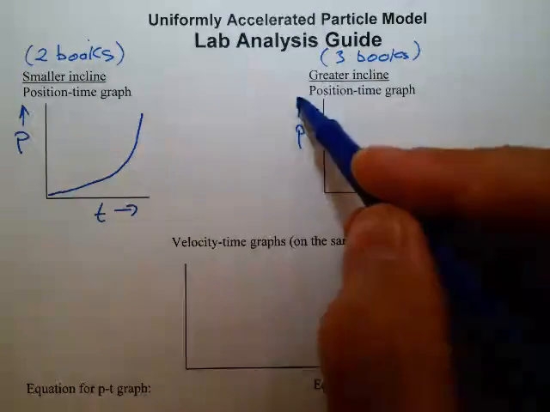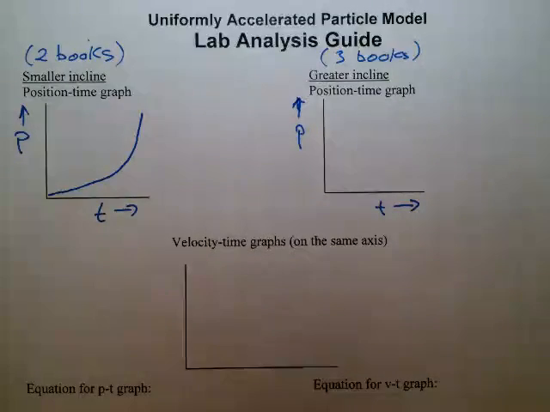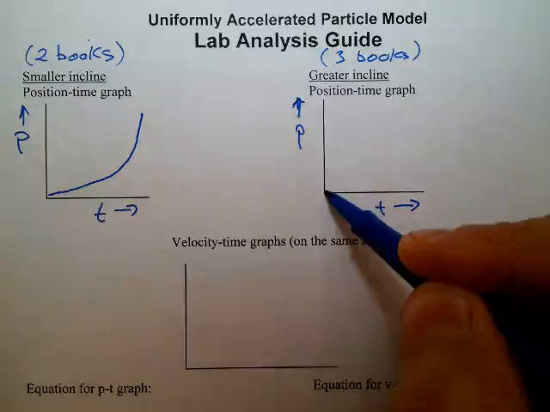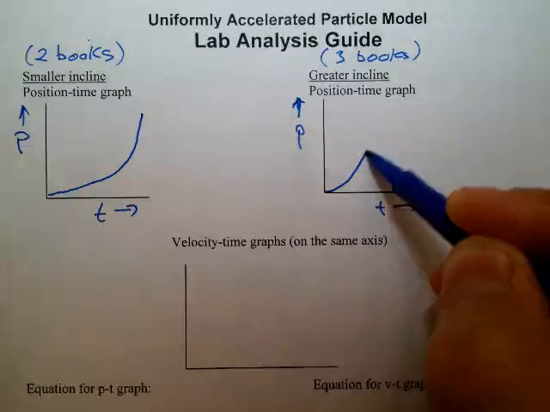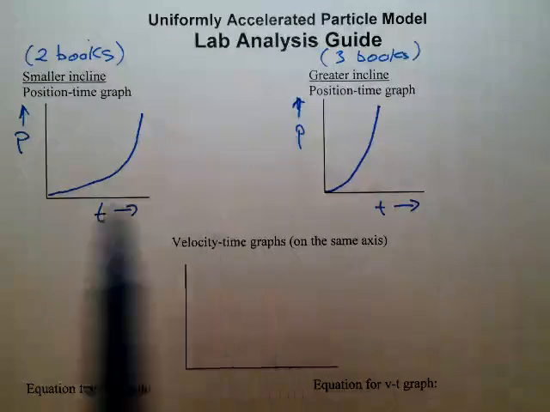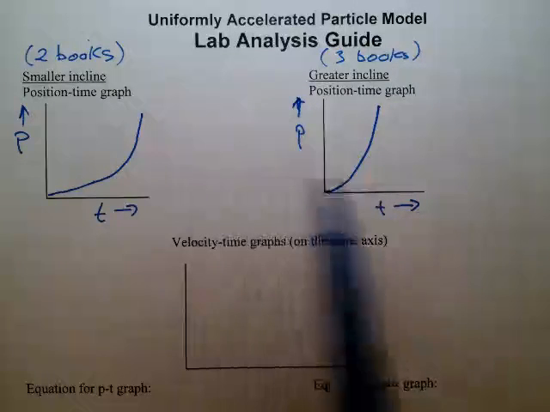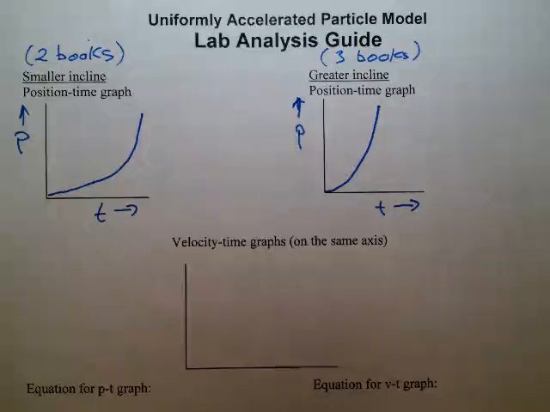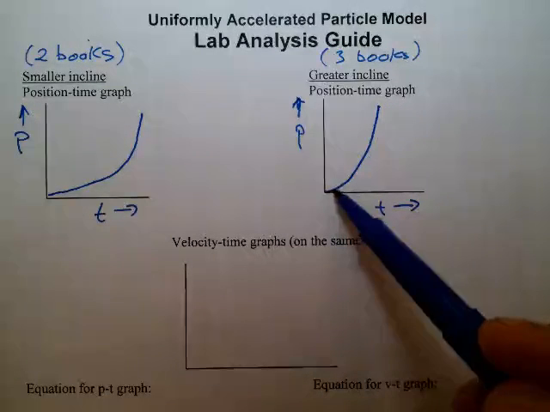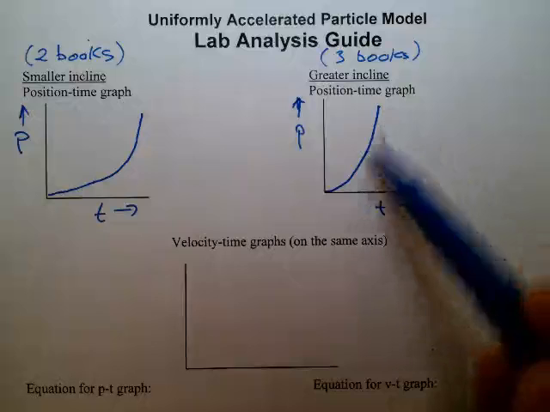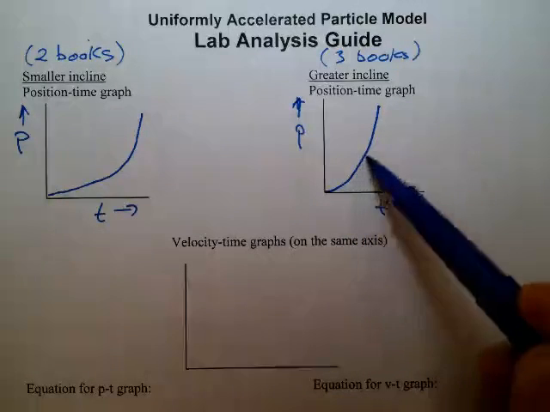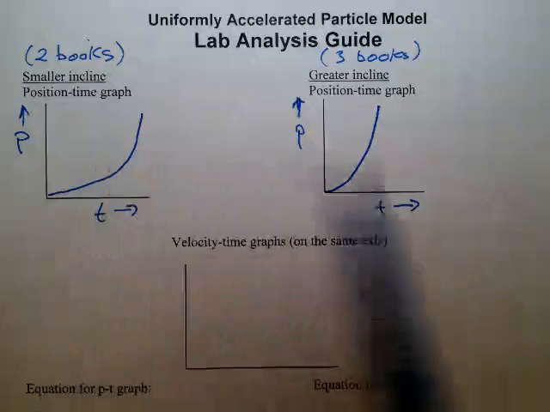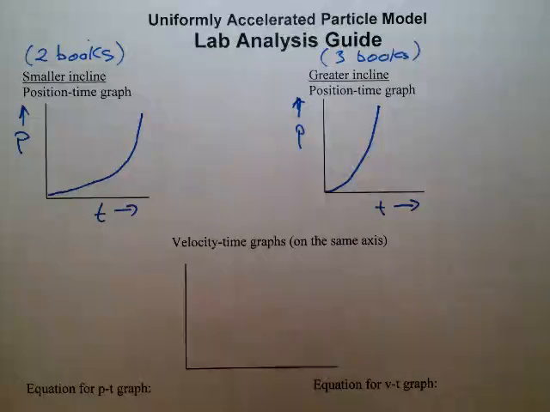But let's compare it to a wheel or an object with a greater incline. If we look at that position versus time graph, because it's a greater incline, it's going to speed up faster. So if we look at the difference between the first graph with 2 books and the second graph that perhaps had 3 books raising the ramp, we can see that this one got faster. So as we look, the slope increased at a greater rate. So this one is a lower acceleration, this one is a higher acceleration.